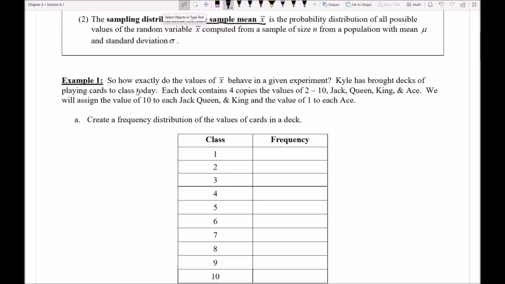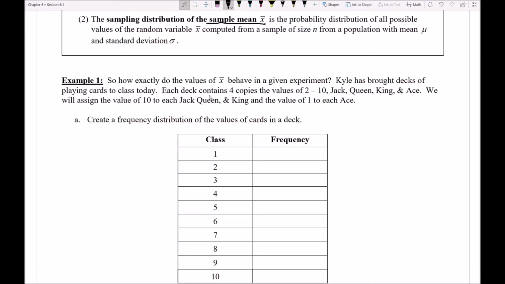So as I state here, how exactly do the values of x bar behave in a given experiment? Let's consider the following scenario. Let's suppose that I have brought a deck of cards with me to this actual lesson. Now, if we were in the classroom, I'd actually have a deck of cards, but here I'll settle for looking at a deck of cards online.